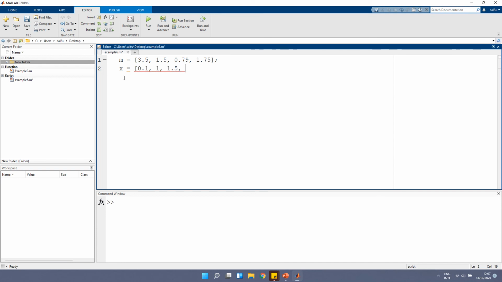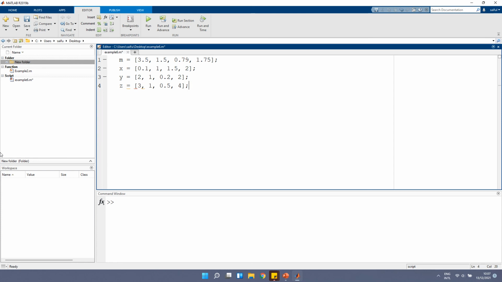Sorry, we have 2. You can refer to the slides to see all of the coordinates. And we have y equals [2, 1, 0.2, 2]. Then the last one we have z, z equals, we need a square bracket here, [3, 1, 0.5, and also 4].